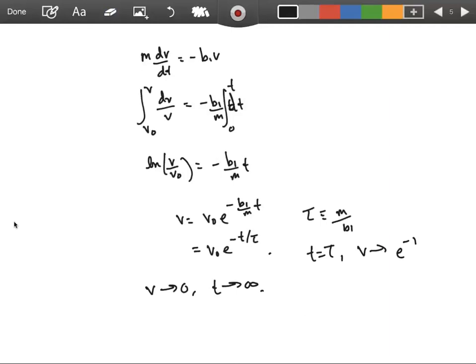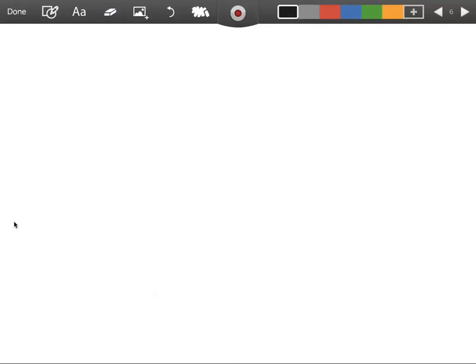Now, the next thing we want to look at is that our last prediction was that this thing is going to go over some sort of finite range. So now what we want to do is take this expression here and determine what the position is as a function of time. So let's go ahead and do that. Let's start off with that expression. I have v, which we know is dx dt, equal to v initial e to the minus t divided by tau.